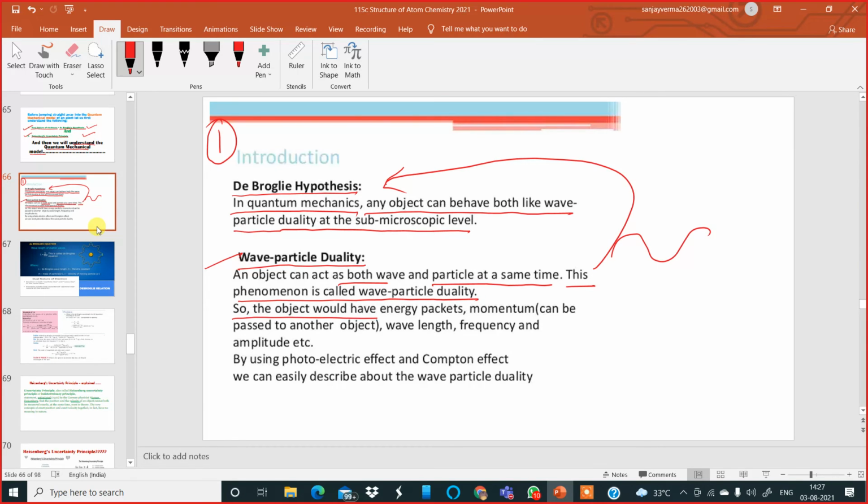So the object would have energy packets, that is momentum, wavelength, frequency, and amplitude. By using the photoelectric effect and Compton effect, we can easily describe wave particle duality. That means particles are behaving like both waves as well as particles at the same time.